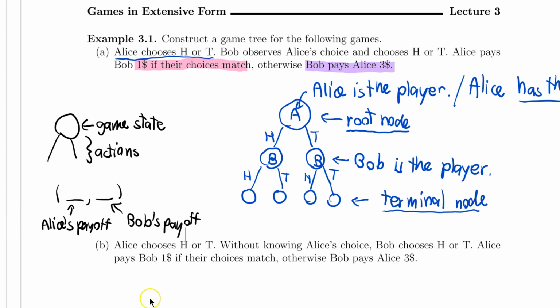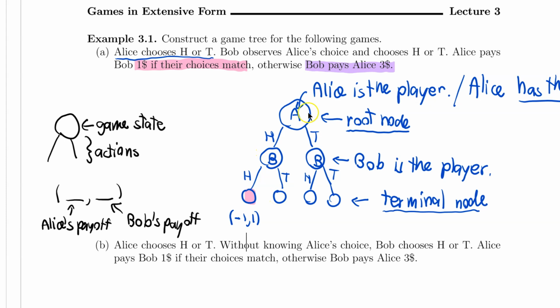Now let's see. We say that Alice will pay Bob if their choices match. So in the first possible ending here, Alice chooses head and Bob chooses head. Because their choices match, this is the first case when Alice is going to pay Bob. So that means Alice loses $1 and Bob gets $1. Now in the second possible ending here, Alice chooses head and Bob chooses tail.